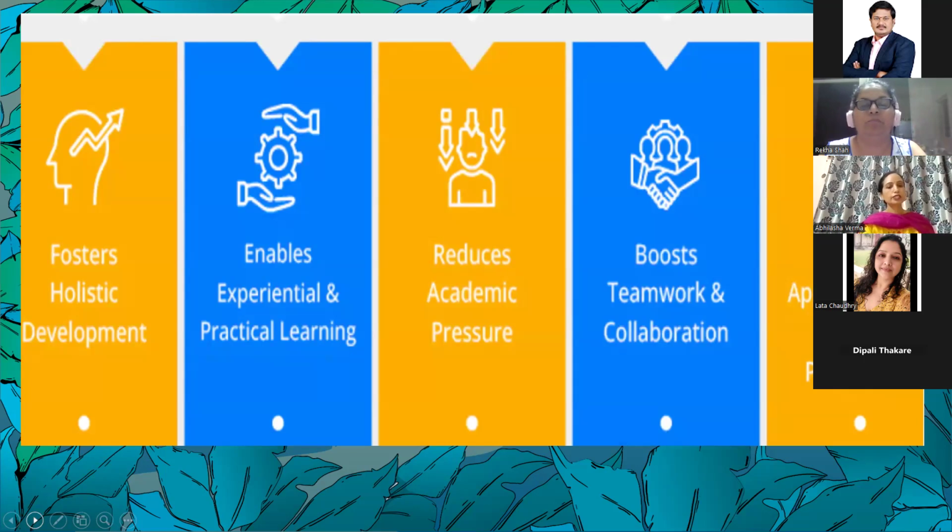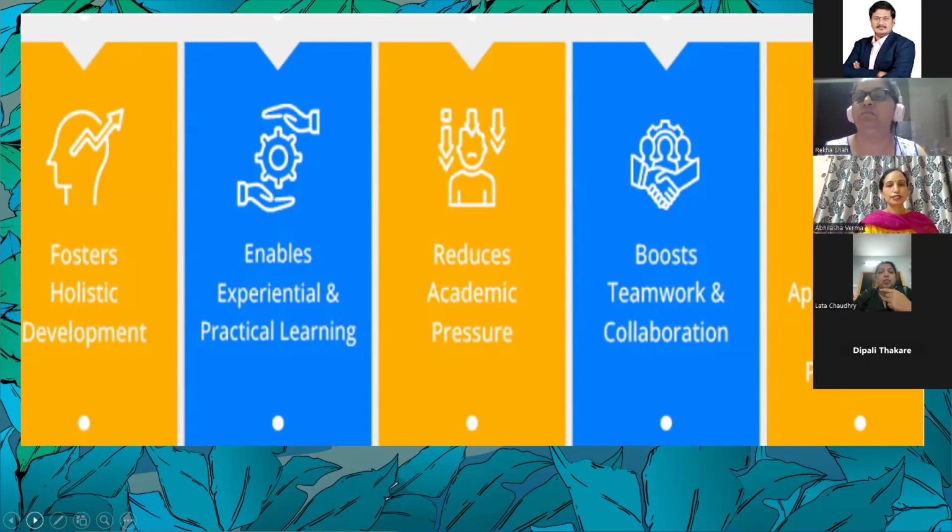The art integration fosters holistic development, enables experiential and practical learning. It reduces academic pressure. So how does it reduce academic pressure? Can anybody volunteer? Whether it is English, math, science, whatever subject, even PT, teaching the rules, how can it reduce the academic pressure?